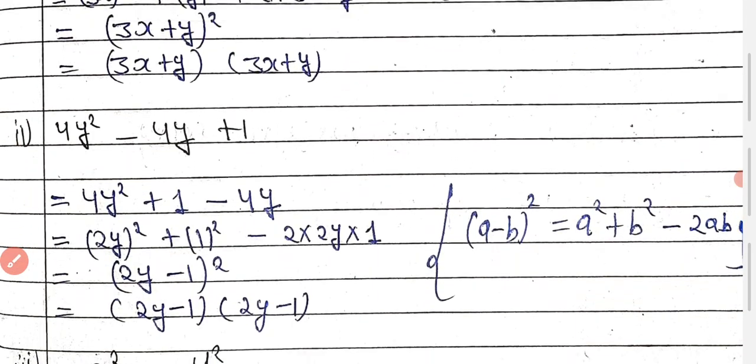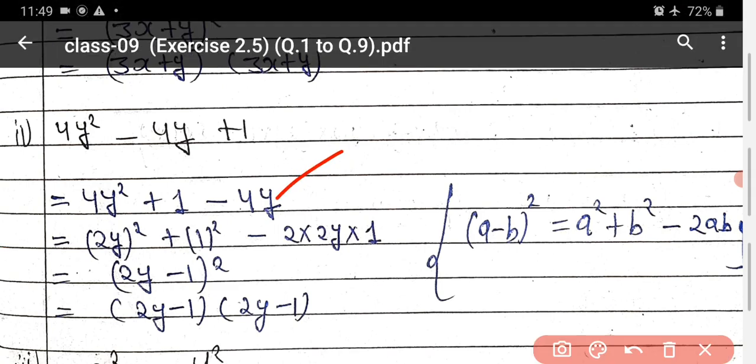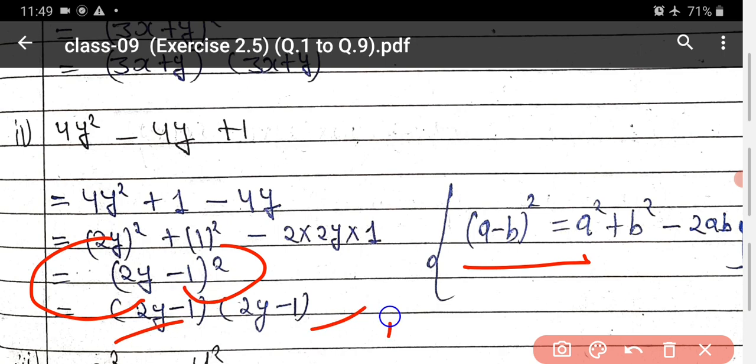4y square minus 4y plus 1. Okay, just do the rearrangement first. Now 4y square you can write here (2y) whole square, then 1 write here 1 square. Now do the cheating, the minus 2ab formula. Minus 2 into a, 2y, and b, 1. Now just check, it becomes this. Now 2 times 2 is 4, it becomes 4y. It is also correct now. So it is the formula of (a minus b) whole square. So write here a, 2y, b, 1, whole square. Whole square means you have to write it 2 times, and it is your answer.